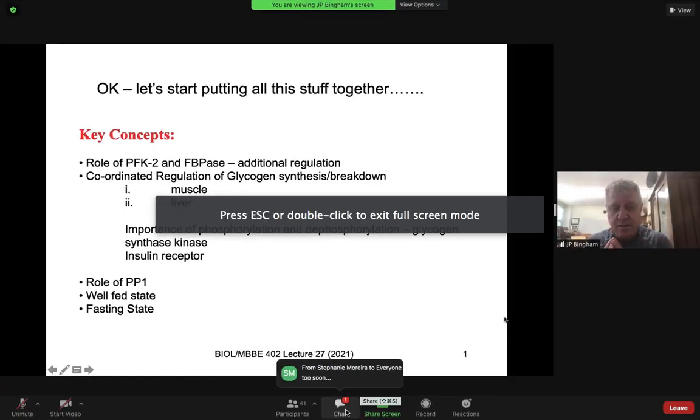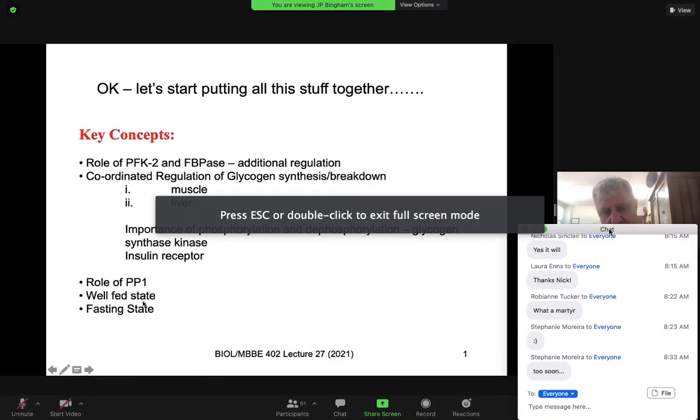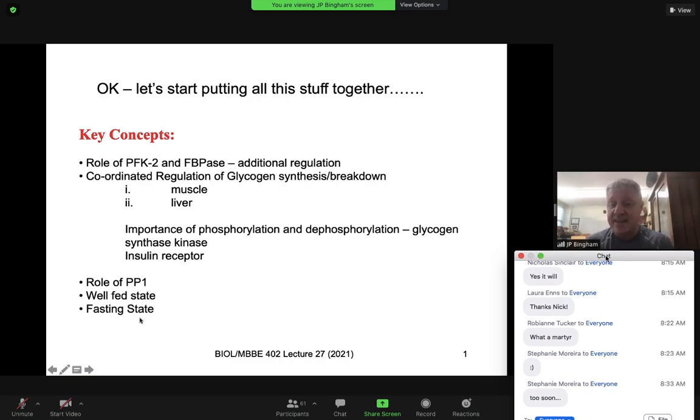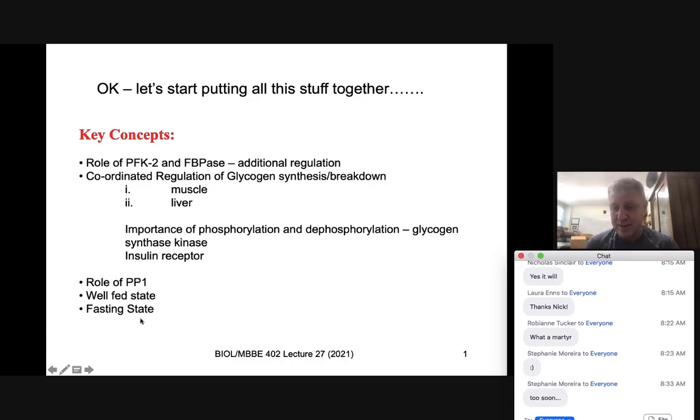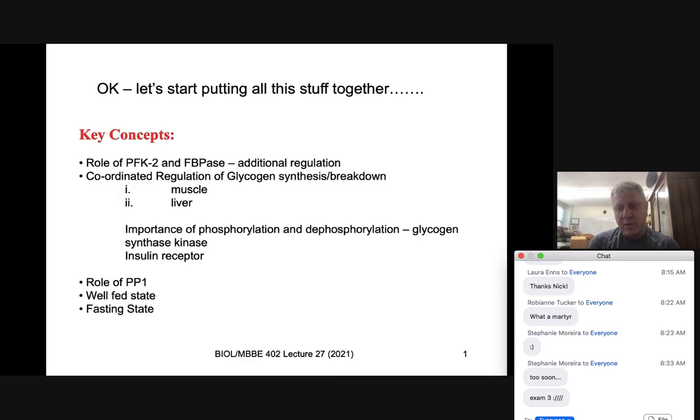all this together to specifically look at the well-fed state and the fasting state. So hopefully we'll get there. So we've already talked a little bit about the role of the phosphofructokinase 1, but now we're going to look at also the phosphofructokinase number 2, a similar enzyme in regards to the work that it does, as well as also the regulation of the phosphobisphosphotase enzyme. So this additional level of regulation.